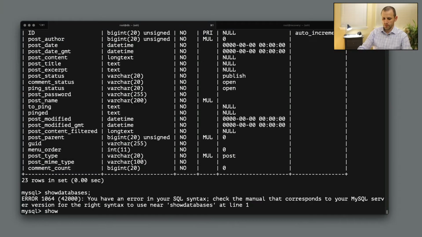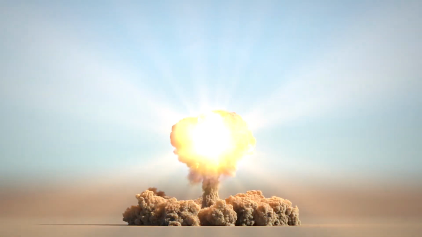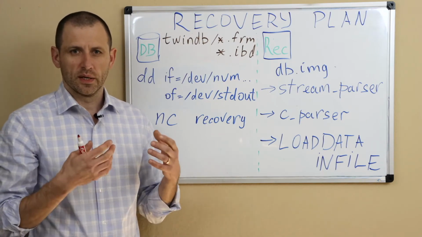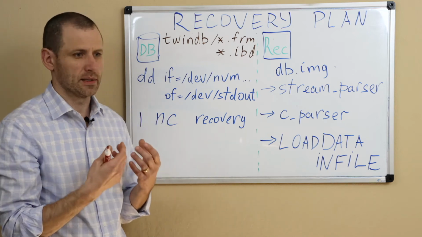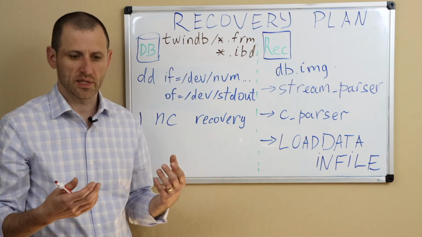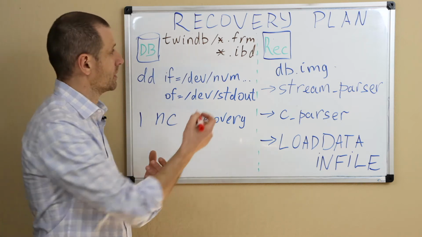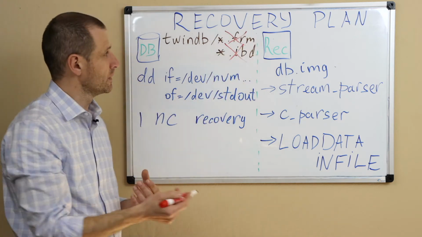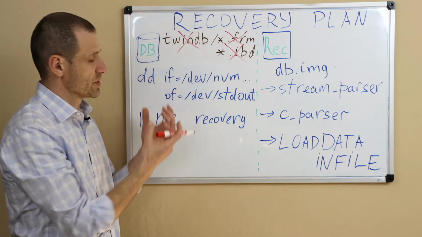Now let's drop the TwinDB database. When you execute drop database, internally MySQL drops each individual table, and then eventually when all tables are dropped, it removes the database directory. So it starts with the FRM file and IBD file for each table, and in the end it deletes the database directory, which is TwinDB for us.